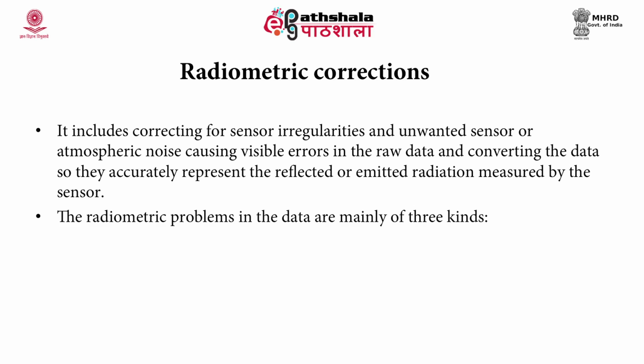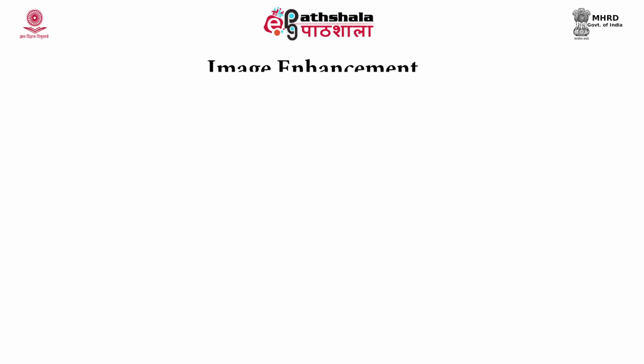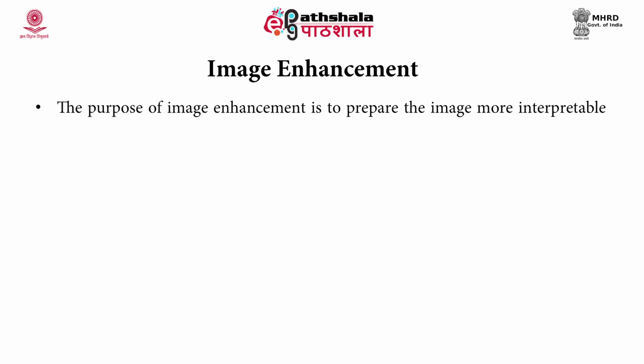The radiometric problems in the data are mainly of 3 kinds. The first is periodic line dropouts, the second is line striping and the third is random noise or spike correction. So, after correction, the next step in image processing is image enhancement. The purpose of enhancement is to make the image more interpretable for a particular application or feature extraction.